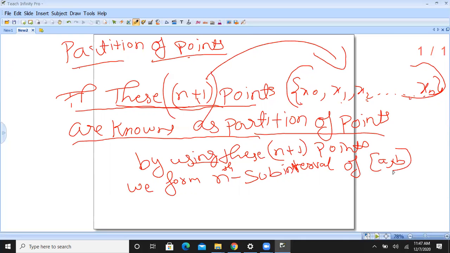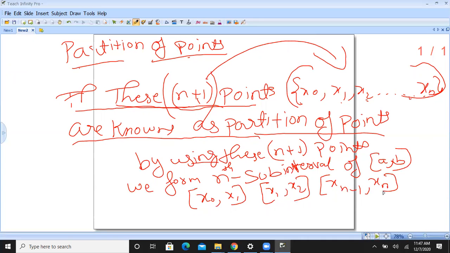So to find the nth subintervals, x0, x1 is one subinterval. x1, x2 is the second subinterval. And as usual, xn minus 1, xn is the nth subinterval.